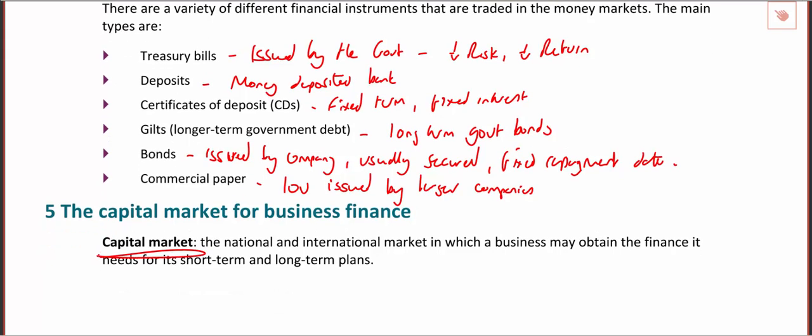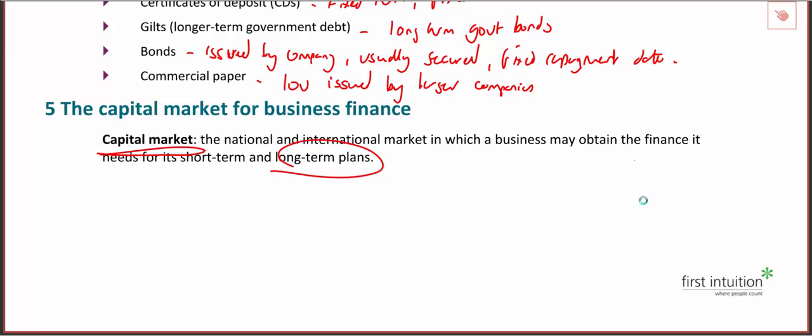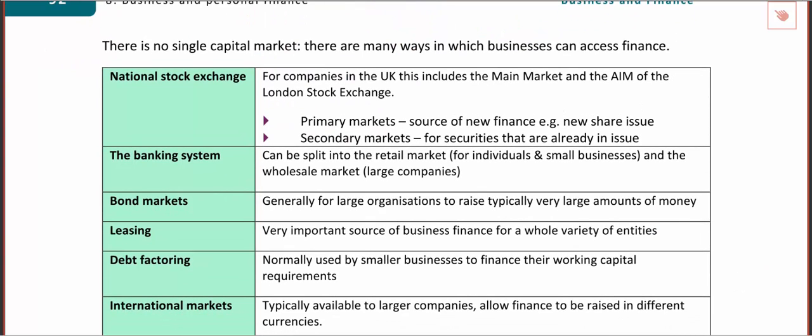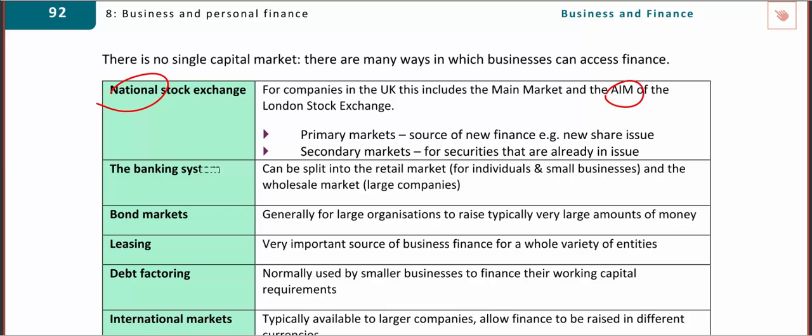Now with the capital market, although it can be used for short term, we tend to think of it mainly for longer term. And over the page there, we've got a few examples of the different capital markets that a business can access. So obviously we've got national stock exchanges. So in the UK, we have the main market, and we have the Alternative Investment Market, the AIM, of the London Stock Exchange.